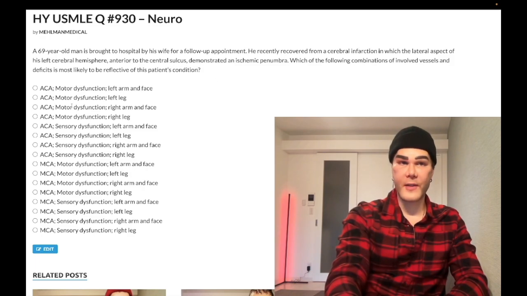Question wants to know which of the following vessels is affected, as well as our motor or sensory dysfunction, okay? Part of the body that's affected. So past level, as I said. So first, anterior cerebral artery or middle cerebral artery. You need to know that if the lateral aspect of one of the cerebral hemispheres is involved, that's going to be the middle cerebral artery, okay? So if the medial aspect of the cerebral hemisphere is involved, in contrast, that would be anterior cerebral artery.